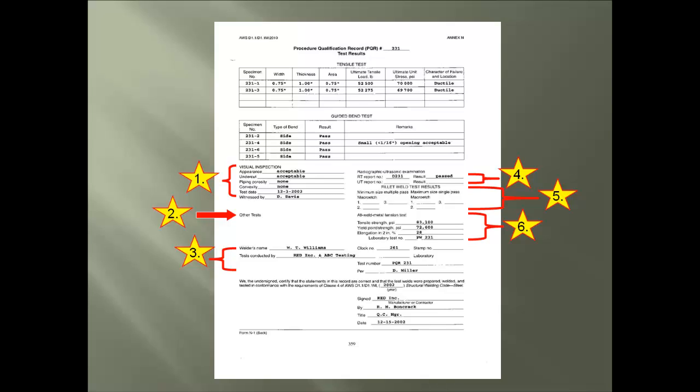And then the next item is when the two broken pieces are placed back together, there is an elongation that has taken place. And this is how much is stretched during the testing. And finally, the testing number for this PQR established by the testing laboratory.